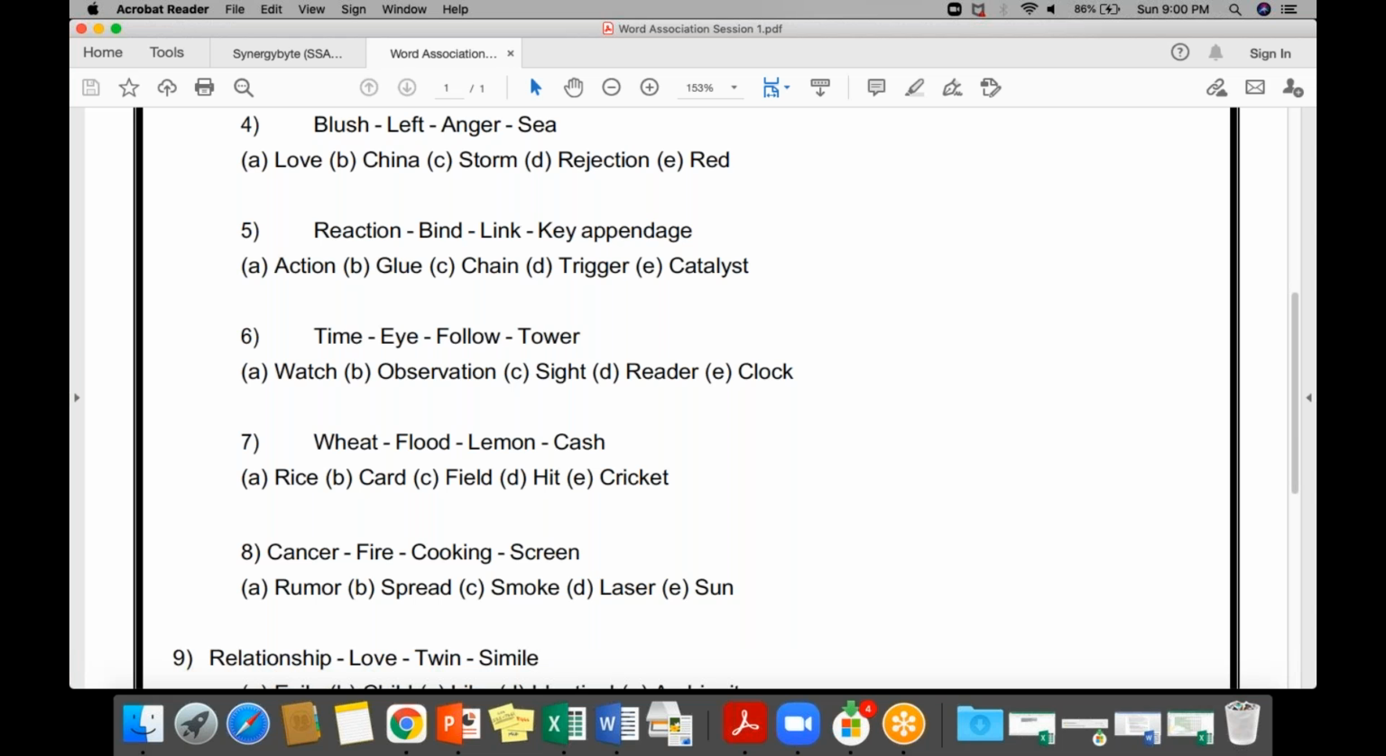Perfect, Akshita. Right, Anushka. You are correct. Everyone gets it. Watch is my correct answer for question number 6. Watch is the only word which will go with all the four words. Coming to question number 7. Wheat, flood, lemon, cash. Will go with which word?